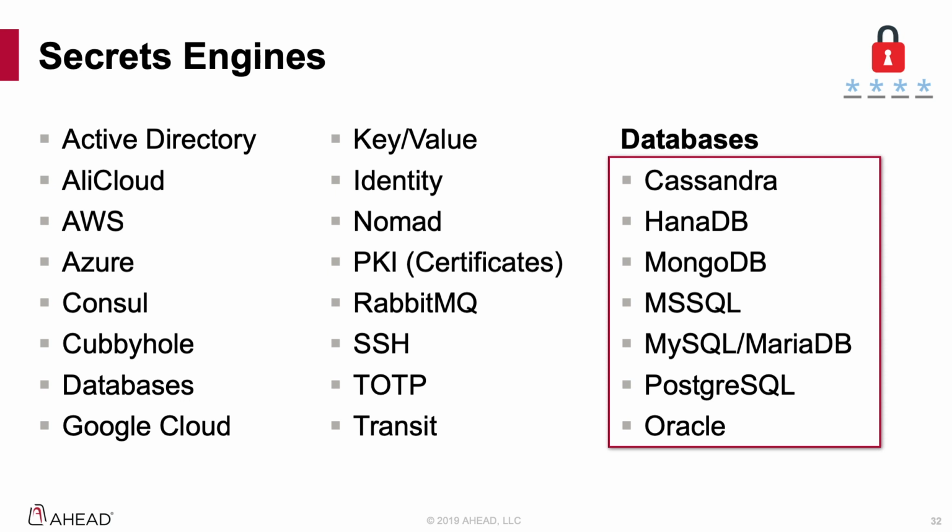It supports a lot of different things, a ton of databases. Key value store is kind of one of the default ones. I think that stuff is default when you go in there. PKI, as I mentioned, the certificates, transit on the bottom right. That's our encryption as a service, if you will.